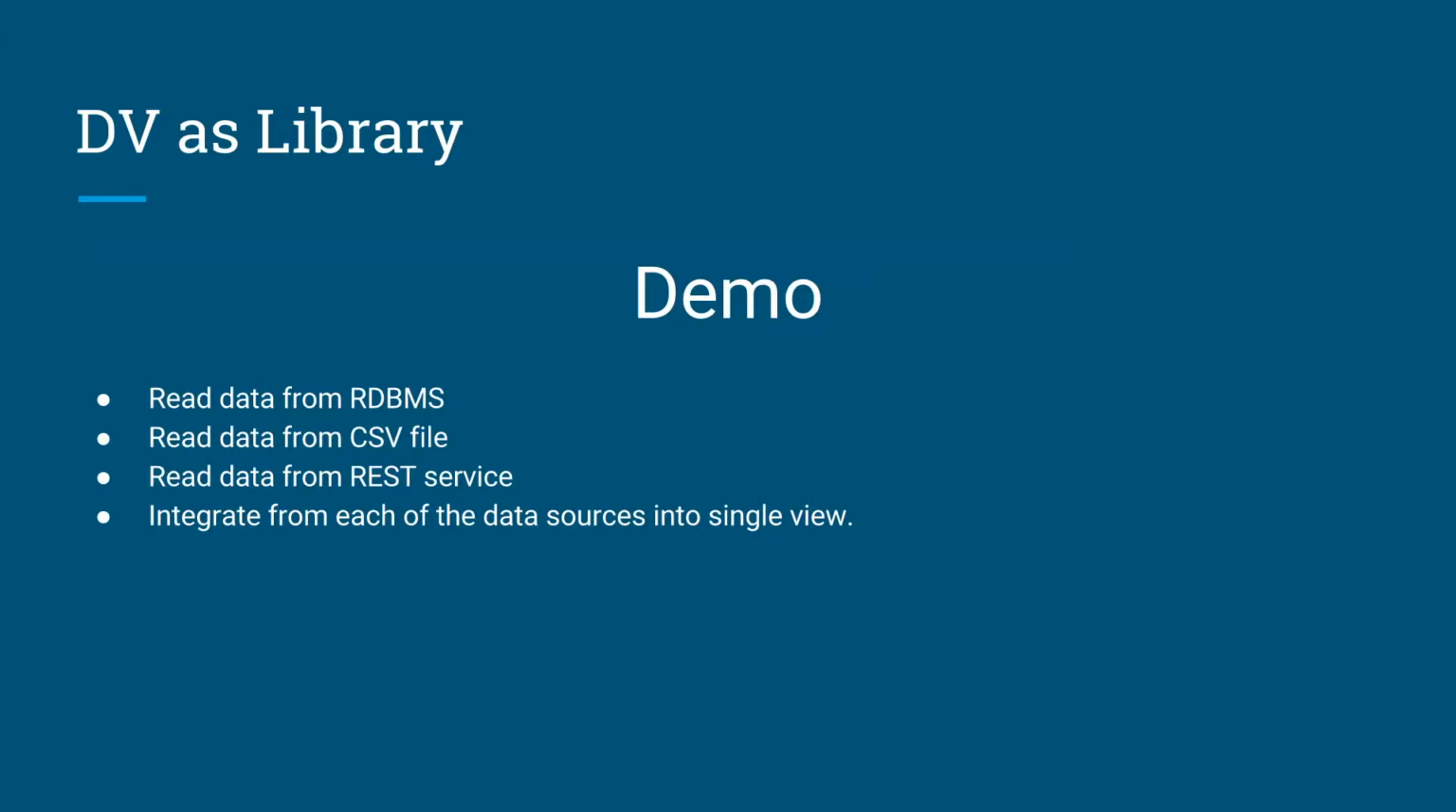So in this demo, what I'm gonna be showing is, using DV and Spring Boot, how can I read data from an RDBMS like Oracle or Postgres. There is nothing specific about DV here, so that's simple enough. Then I will show you how to read data from a comma separated file, and I will show you how to read data from a REST service. And as I read data from each of these, I will show how I can integrate data from each of these data sources and provide a single view of all that data, right? So let's get our hands dirty and start with the demo.